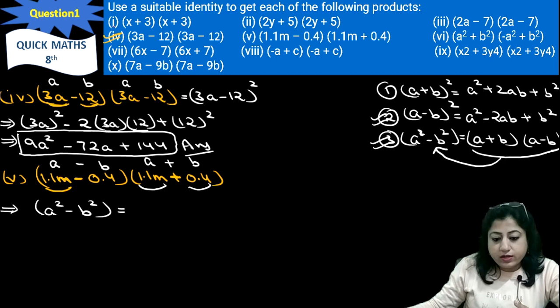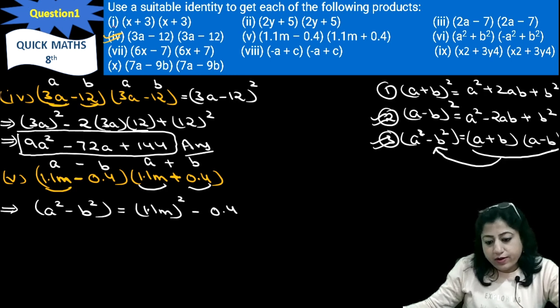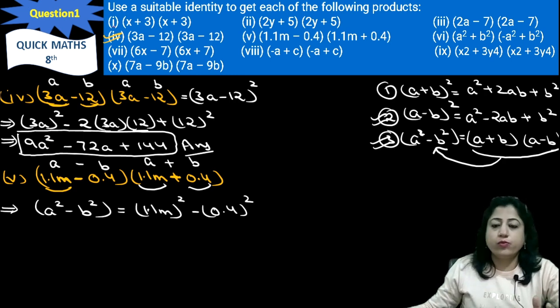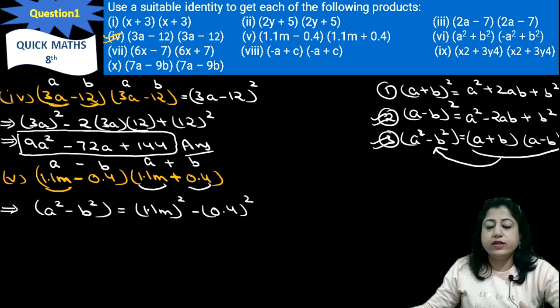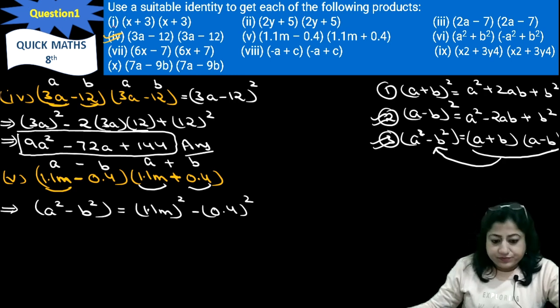So according to this, a is 1.1 m, complete a, this one, and b is 0.4, complete b. So here we will write in your notebooks or in your exam that using the third identity, you will also mention which identity you are using completely, and after that you will give the solution. But I am not writing here because I have written the identity aside.